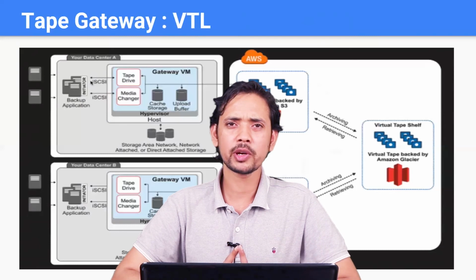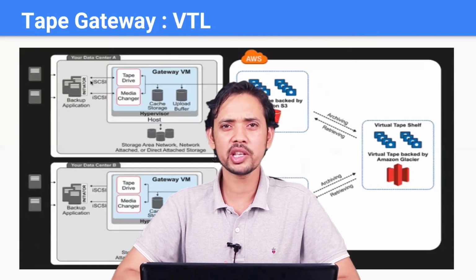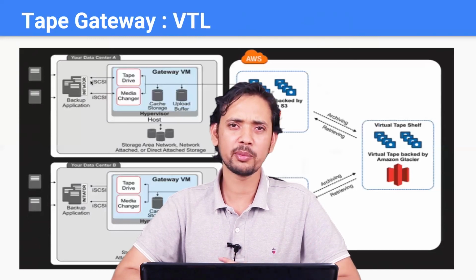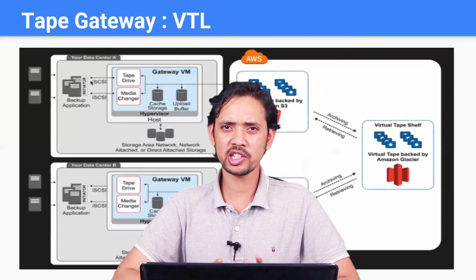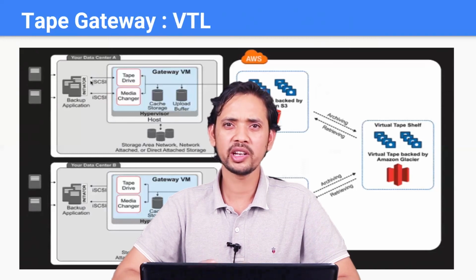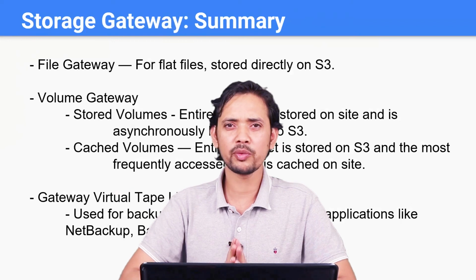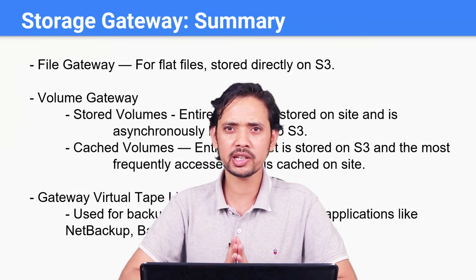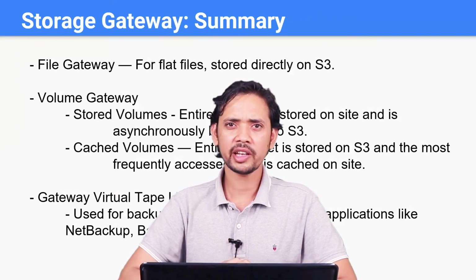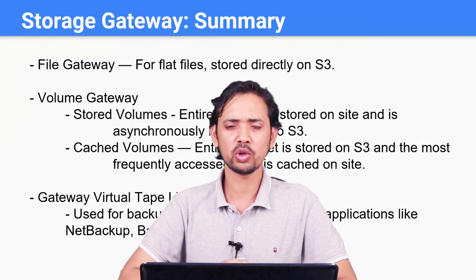From the storage perspective, you have got cache storage and upload buffer within the tape storage gateway. So cache storage is basically a durable storage within the storage gateway, and upload buffer is basically an intermediate area where the data is kept before it gets uploaded to your S3 bucket or to your Glacier. So tape gateway is basically very much interoperable with other archiving applications, for example NetBackup, Backup Exec, etc. that help you move your archive data to your cloud services.